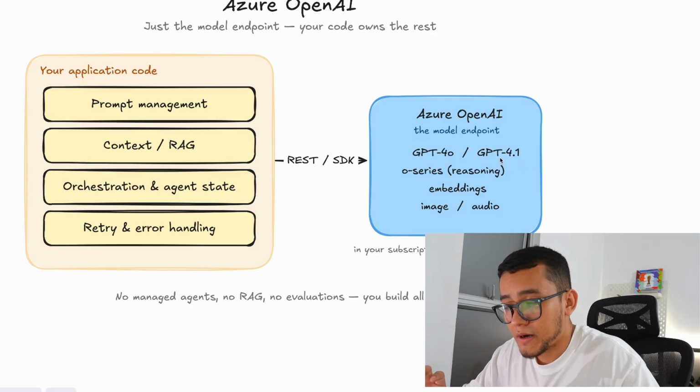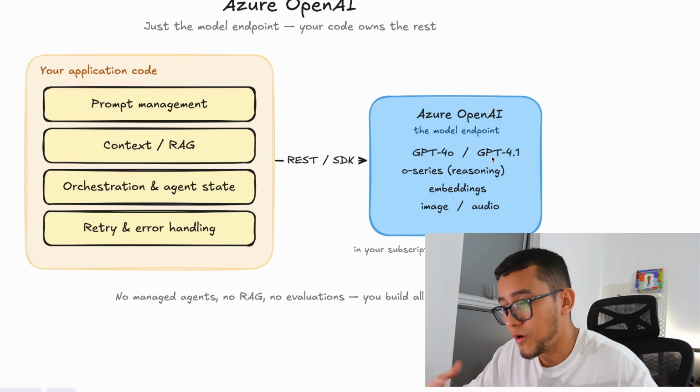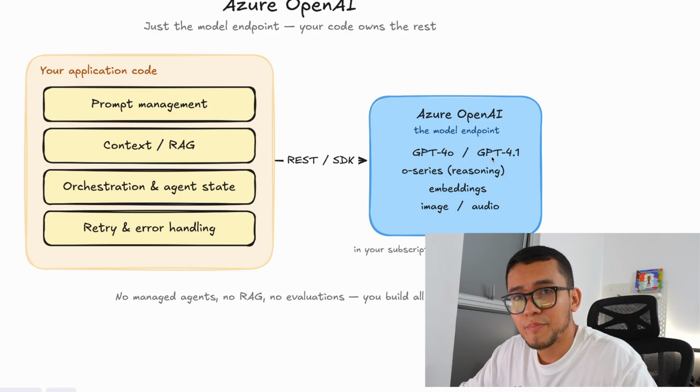And what is important about Azure OpenAI is that it is in your own Azure subscription with your own VNet integration, private endpoints, and also your compliance perimeter.